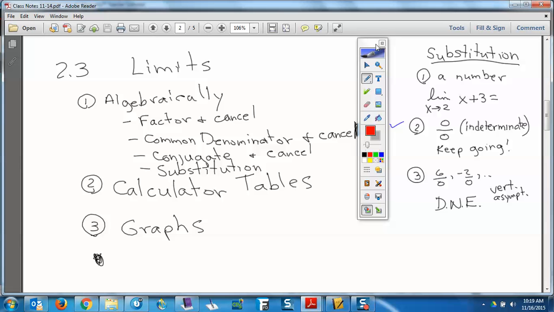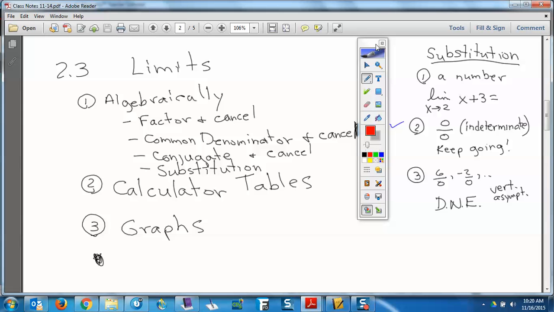The third situation that could happen when you plug something in is you get a non-zero number divided by 0, like 6, 7, or 8 divided by 0. Then you just say does not exist. Now, if you're looking at a graph, think of that video we did: do the cars meet? If the cars don't meet, the limit doesn't exist. This graph's coming in here, this graph's coming in here, they don't meet, limit doesn't exist. But if they do meet at a point, even if there's a hole there, then that y value is your limit.